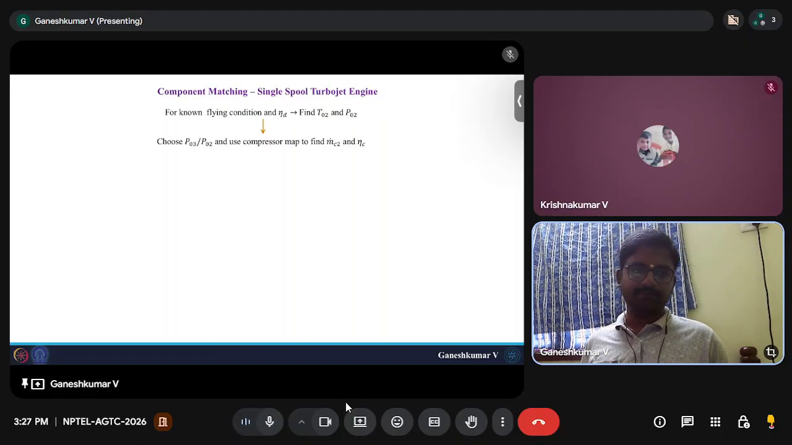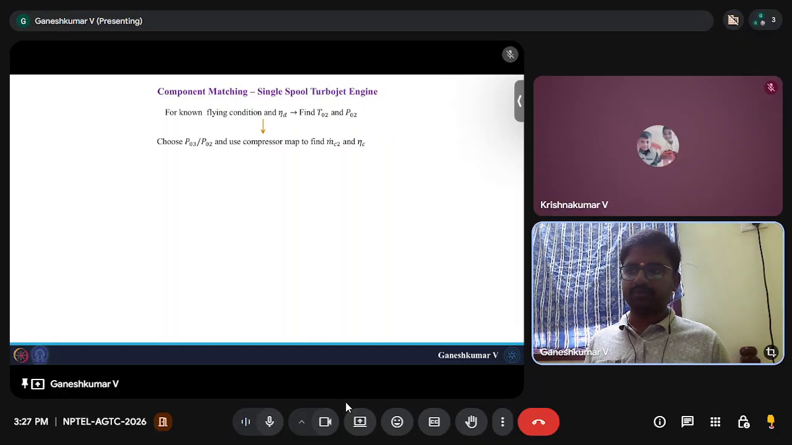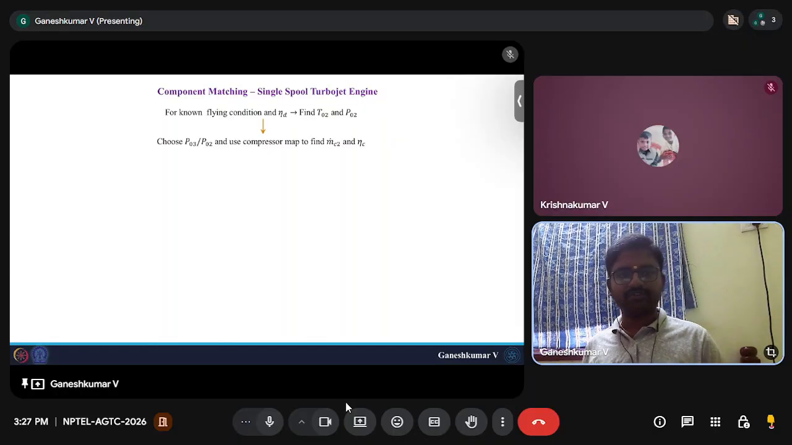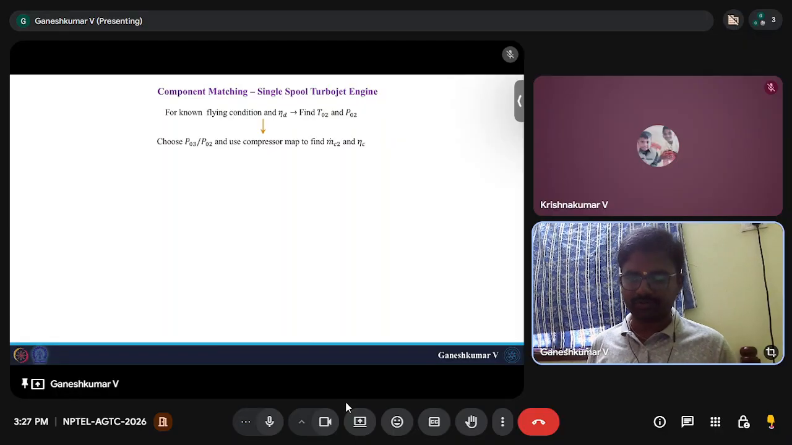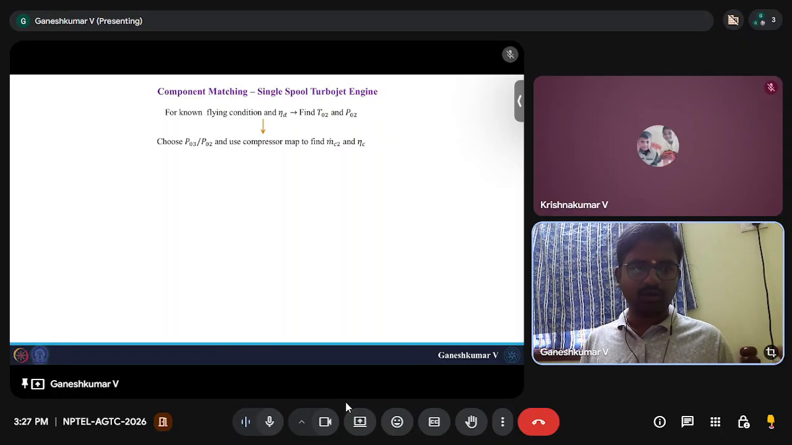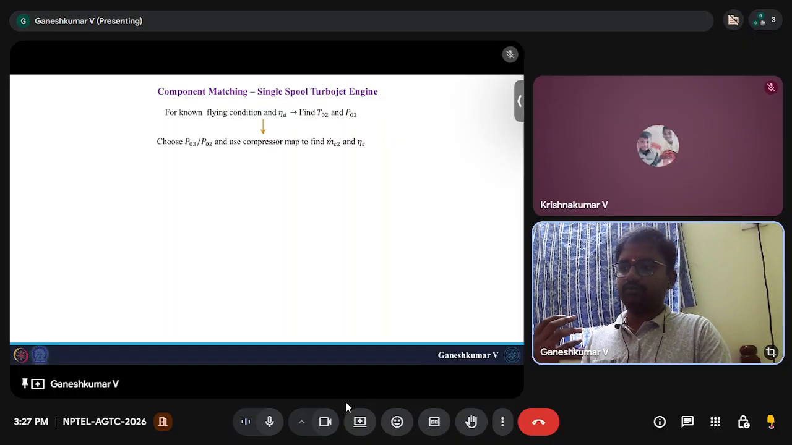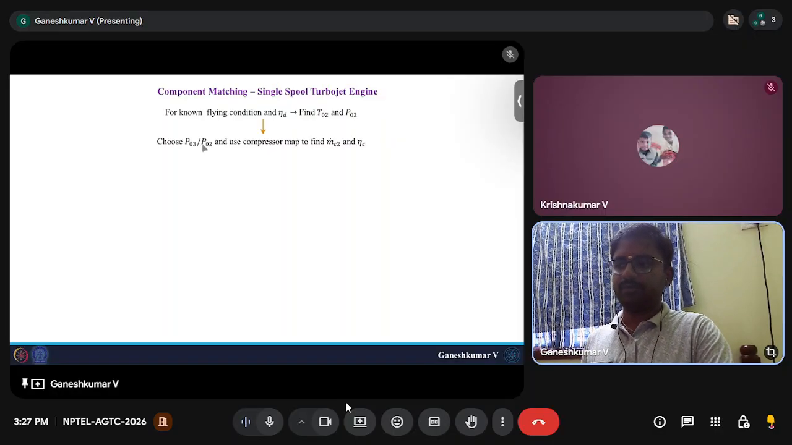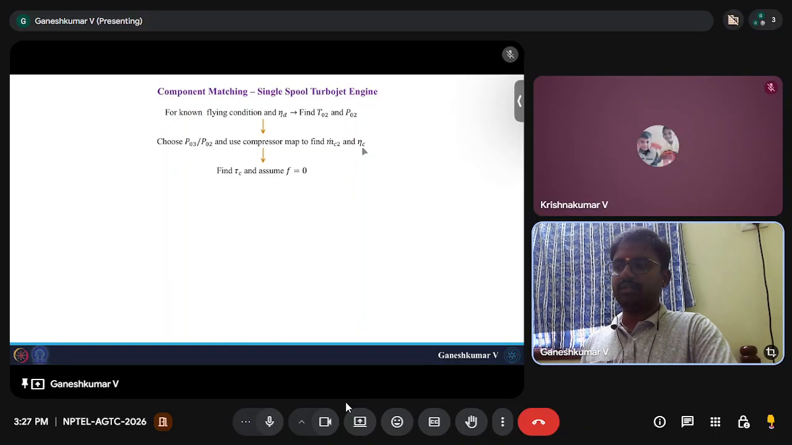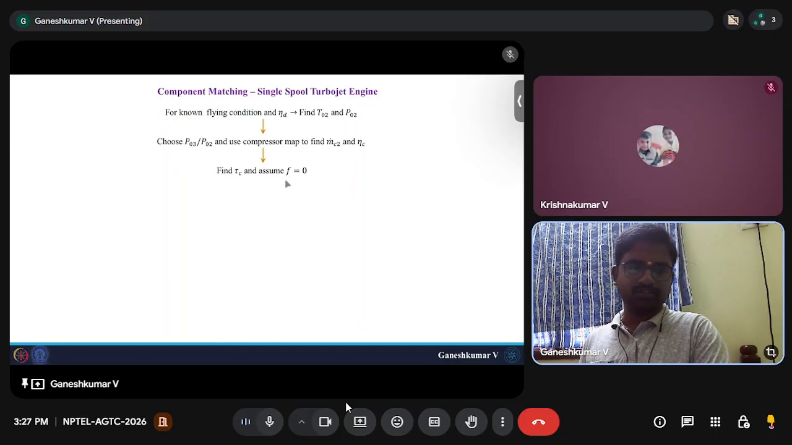Similarly, we don't know the compressor pressure ratio. So we choose a compressor pressure ratio and then see whether all the equations are satisfied. If it does not satisfy, change the compressor pressure ratio. That is what we are going to do. So here we first choose P03 by P02 and use the compressor map to find m dot C2 and eta C. And once you find m dot C2 and eta C, find tau C and assume F equal to 0.